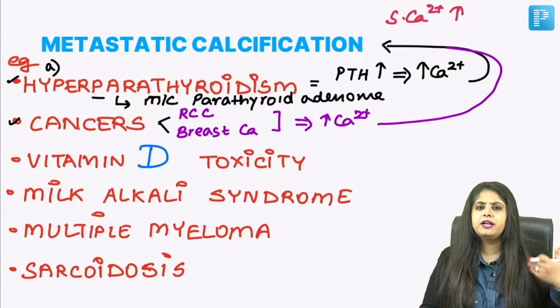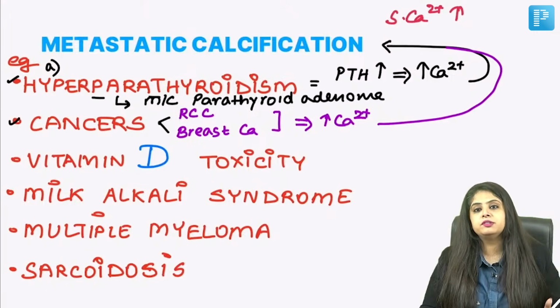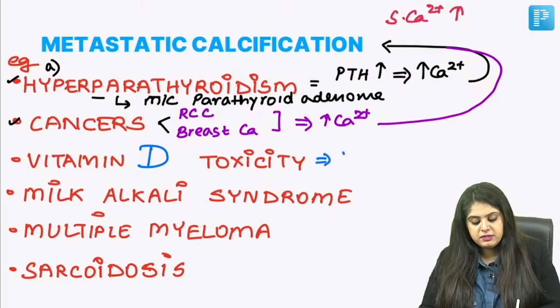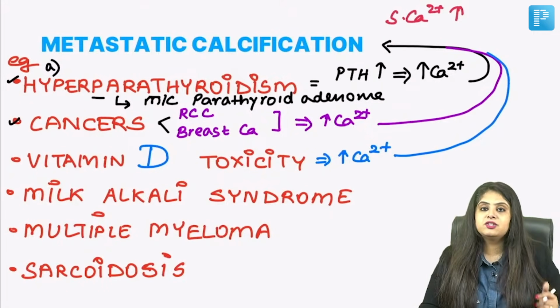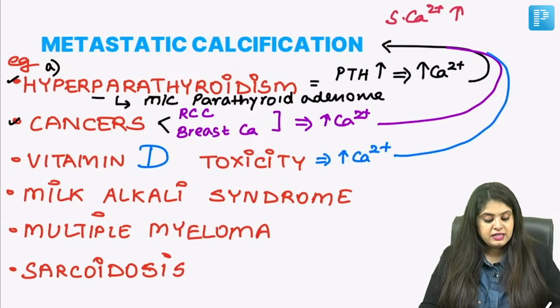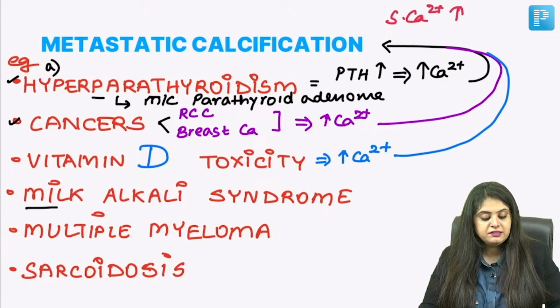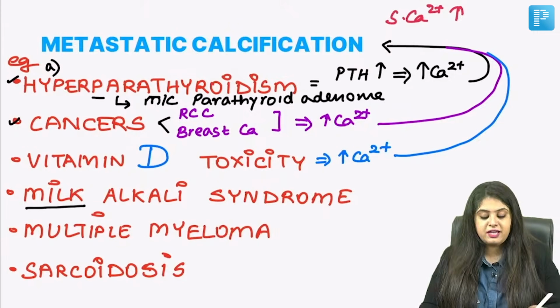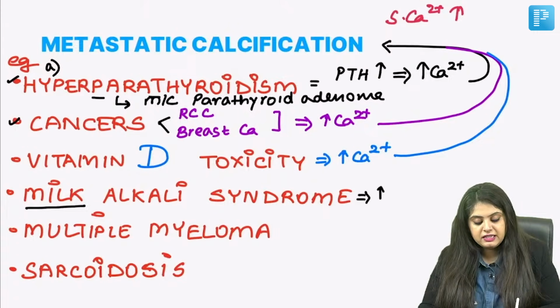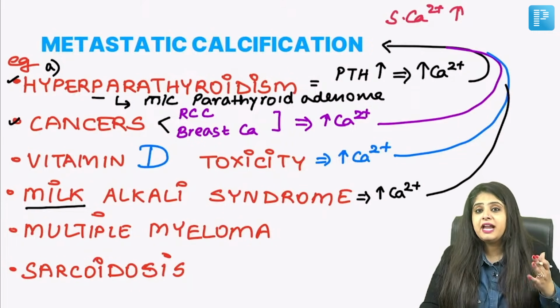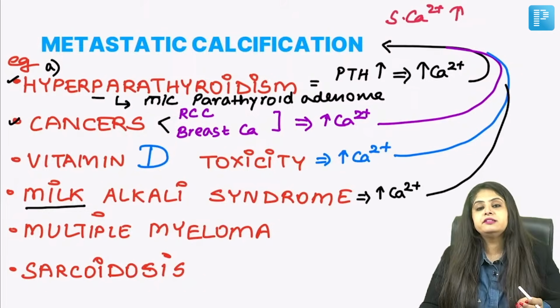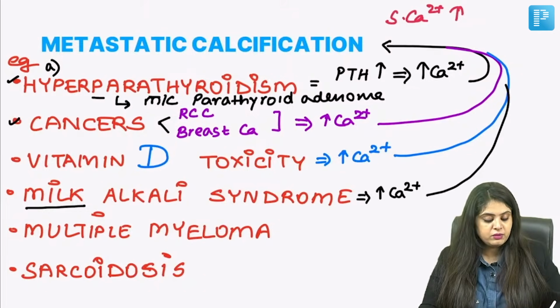Next, what if someone has vitamin D toxicity? Too much of vitamin D tablets or injections that person ended up taking. We know if vitamin D is more, what will get absorbed more? Calcium will increase, and if calcium will increase, which calcification? Metastatic calcification. Next disease, milk alkali syndrome. Milk anyway has a lot of calcium. When someone has milk alkali syndrome, that is going to increase the calcium. Which calcification will occur? Metastatic calcification. You are realizing that in the end, calcium has to increase in the blood, then metastatic will occur. Let me look at the next one.